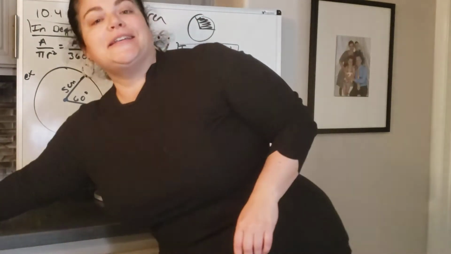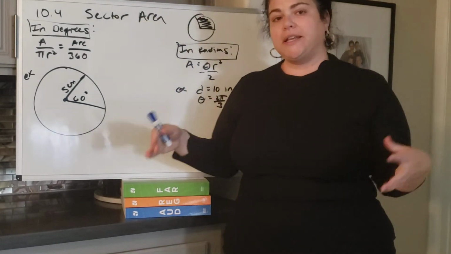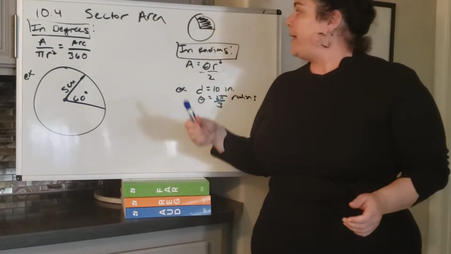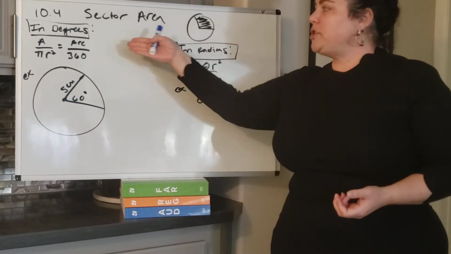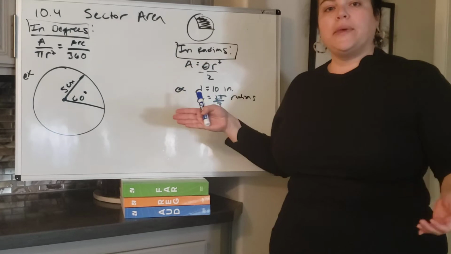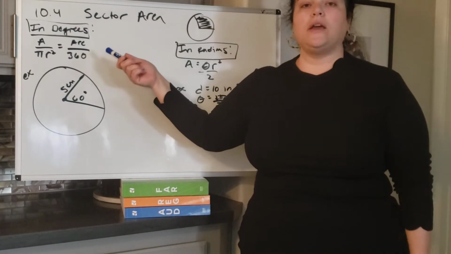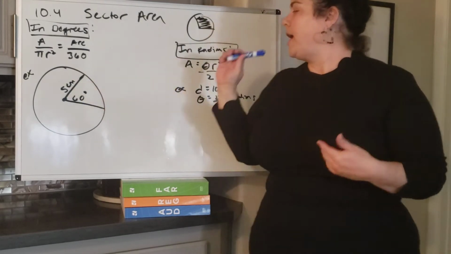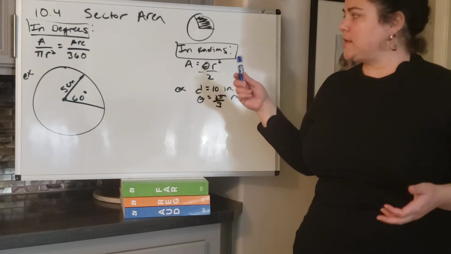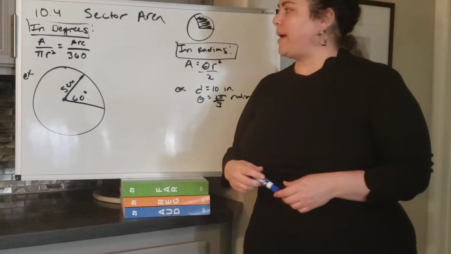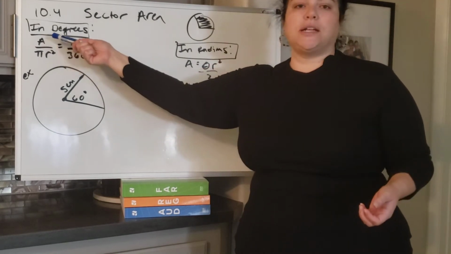Okay guys, here is part 2 of section 10.4, and this is sector area. So we needed to learn about circle area because sector area is just a part of the circle. So we have two separate formulas that deal with sector area. One is if we are given the arc length in degrees, and one if we are given the arc length in radians. So in this first example, we're going to talk about degrees, and this big A stands for sector area.